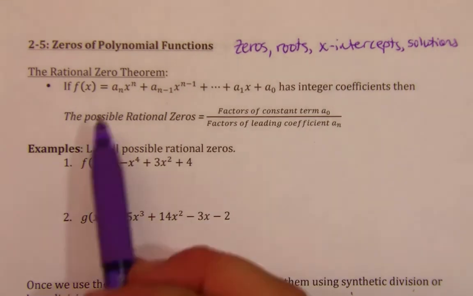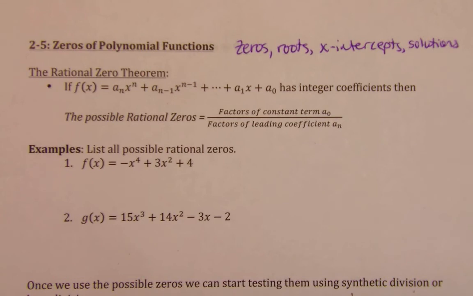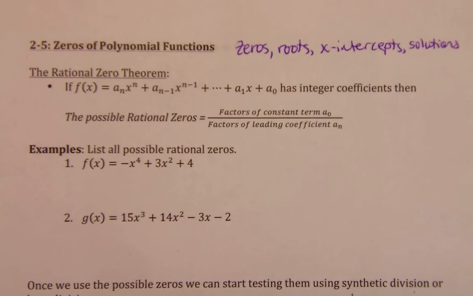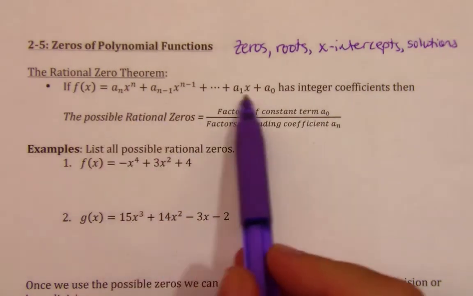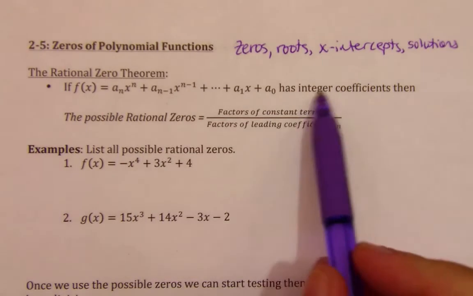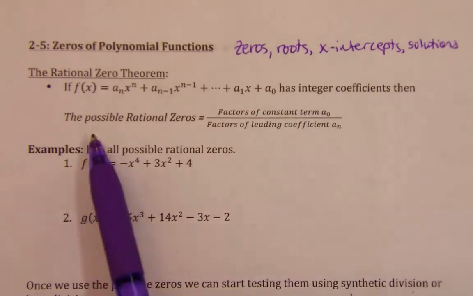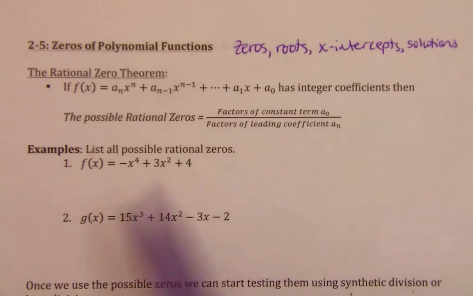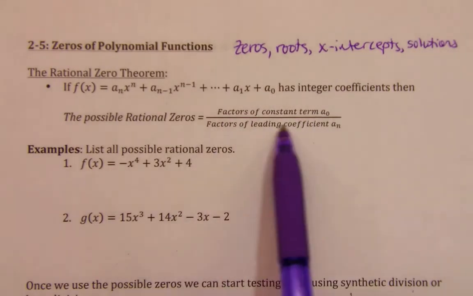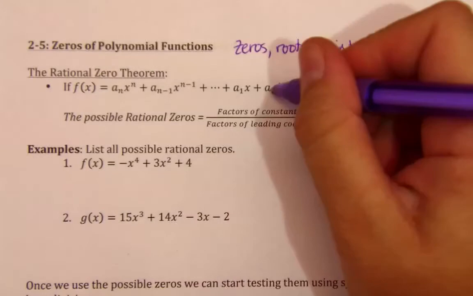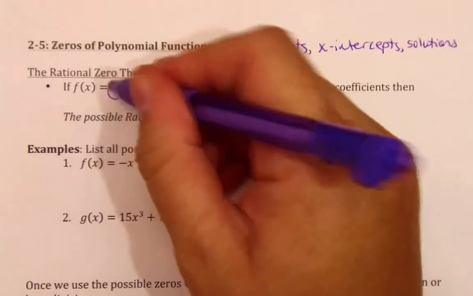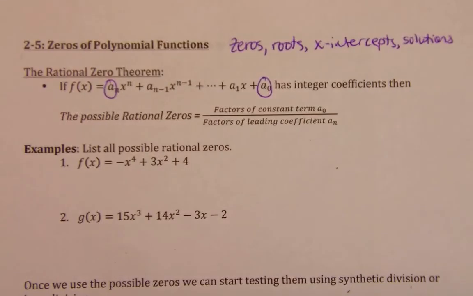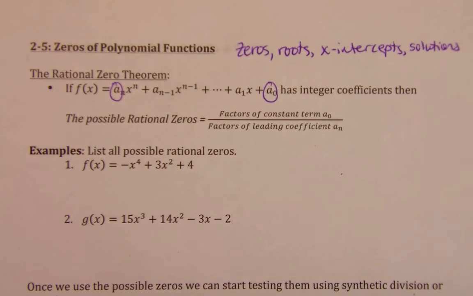Now, we're going to first look at the rational zero theorem or rational root theorem. And if we have some general polynomial here that has integer coefficients, then the possible rational zeros are going to be the factors of the constant term over the factors of the leading coefficient. So the constant term and the leading coefficient is what we're looking at here. We don't care about anything else.